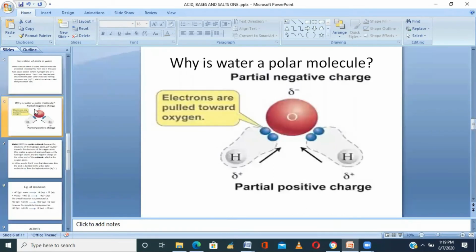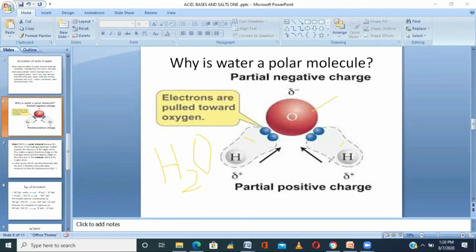Why is water polar? That's the question Jared would ask just now. How does this hydrogen get attracted to the water molecule? Now, if you look at the structure of water, we know that water is abbreviated chemically as H2O. Isn't that so? Now, if you look at the structure, we have one oxygen and two hydrogens around.